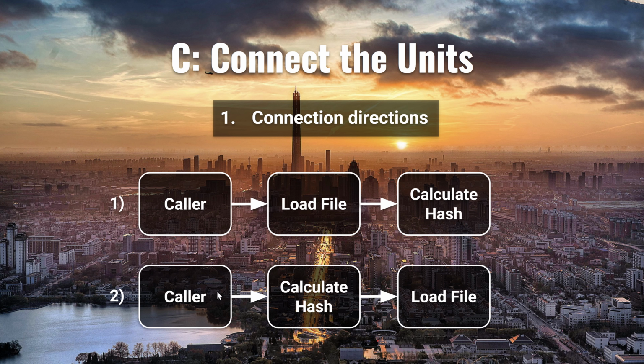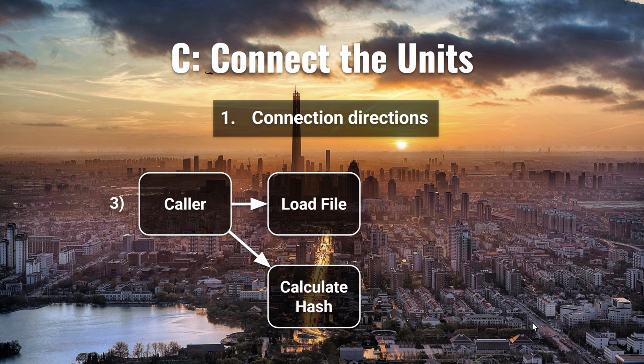caller. A third way to connect these three units would be to have the caller first call the load file class and then call the calculate hash class afterwards with the bytes loaded by the load file class. This way, the load file class and the calculate hash class don't need to know anything about each other. Only the caller needs to know about both of them.